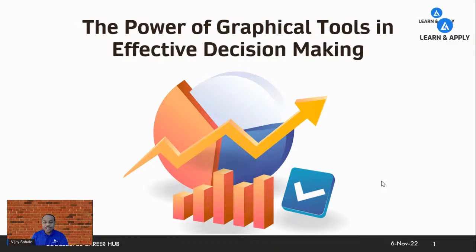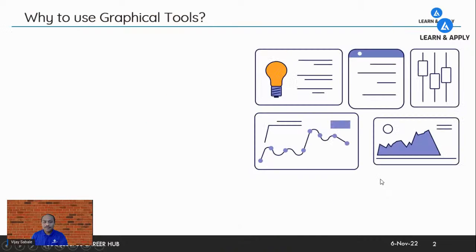So let's go into the detail of it. The first point that we are going to see today is why to use graphical tools over the other statistical tools. Of course, we can also use statistical tools, but if you use statistical tools along with graphical tools, it increases their value. How? Let's look at this.